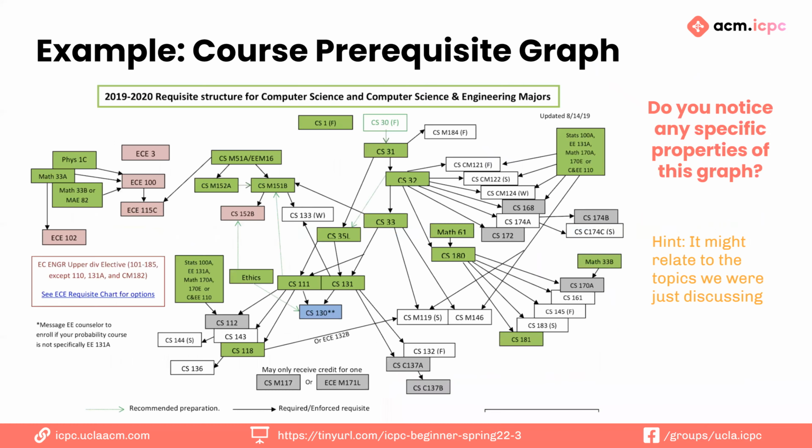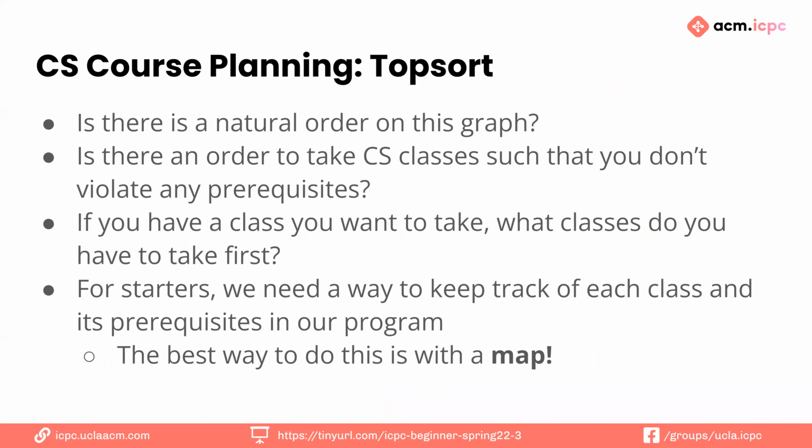Where might we see this in real life? We see course prerequisite graphs. And let's do this example problem of top sorting the CS course graph. Is there a natural order on the graph? And is there an order to take the CS classes so that you don't violate any prerequisites? You have a class you want to take. What classes do you have to take first, and in what order?